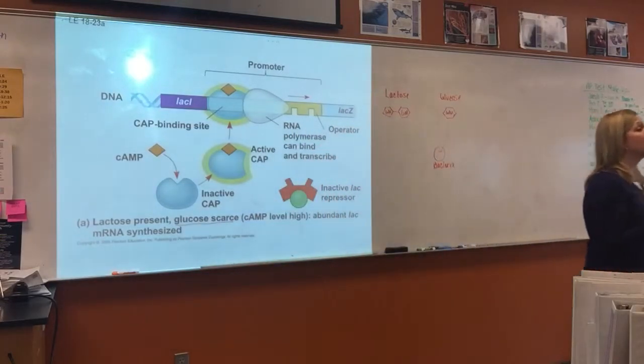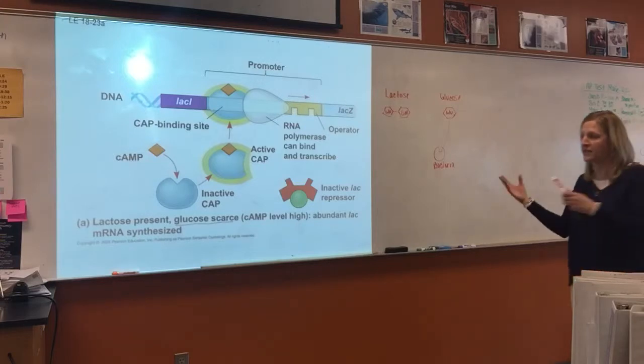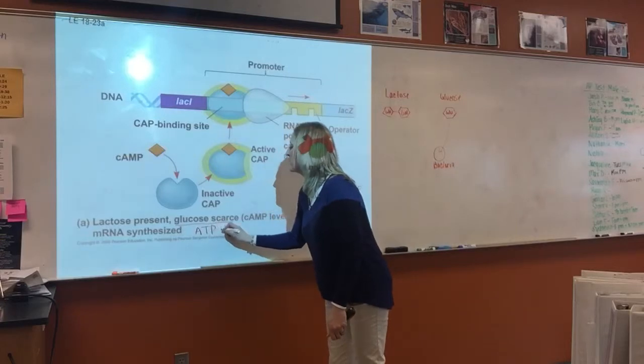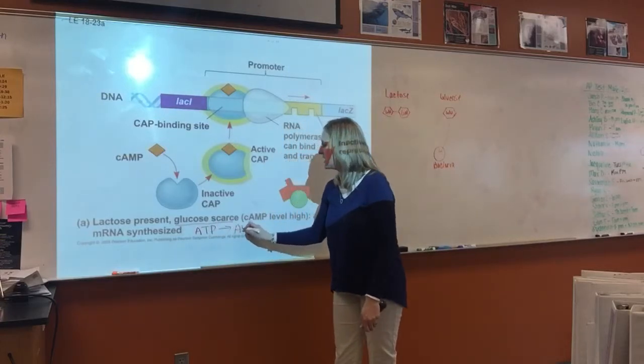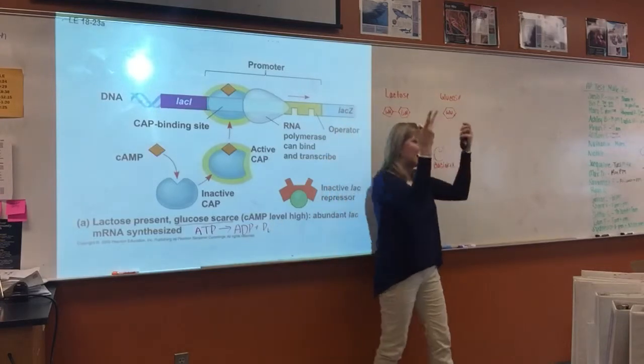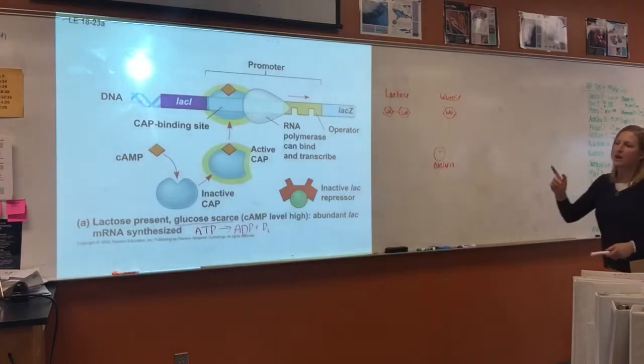Glucose is used to make ATP, right? Remember, we break down glucose to put the phosphate back onto ATP. So let's look at it: if we use ATP, it breaks down into ADP and inorganic phosphate, right? And that's an exergonic reaction that releases energy for cellular work.